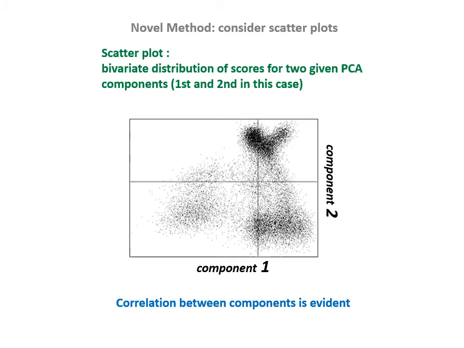Let's consider a so-called scatterplot. It's just the joint distribution of two given principal components. In this case, component 1 and component 2. And you might see that such scatterplots are quite informative. If there is some correlation between given components, it's immediately evident.